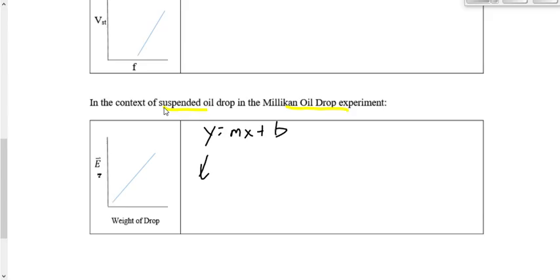E, right, which is what? Electric field. If it doesn't have the arrow over it, it's energy. If it has the arrow over it, it's the electric field. So we're going to say y is E. What's M get replaced with? Kristen, what's M get replaced with there?